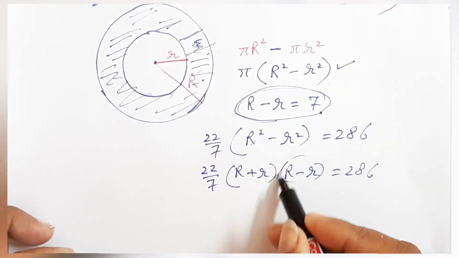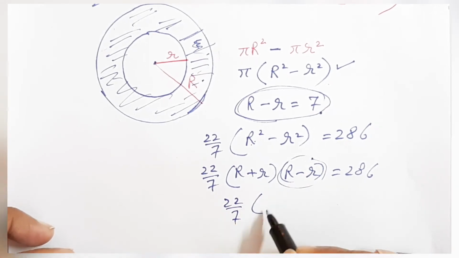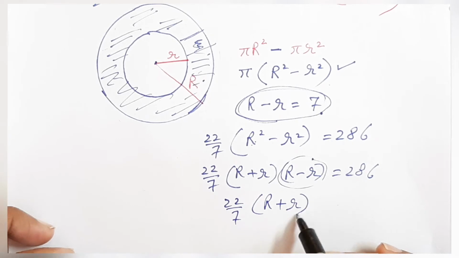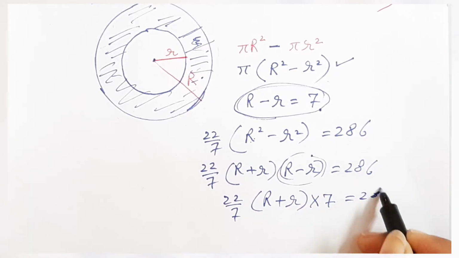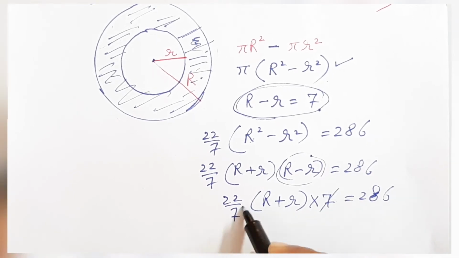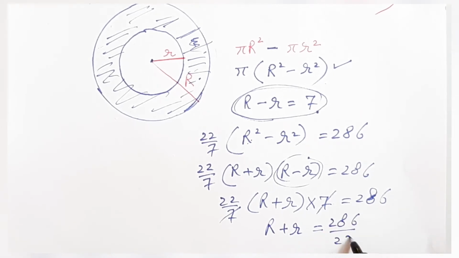Clear? So here R minus r is 7. Let us substitute the value here. So this is 22 upon 7, capital R plus small r, into 7, equal to 286. Now 7 and 7 will get cancelled. So the value of capital R plus small r is equal to 286 divided by 22. That will come out to be 13.